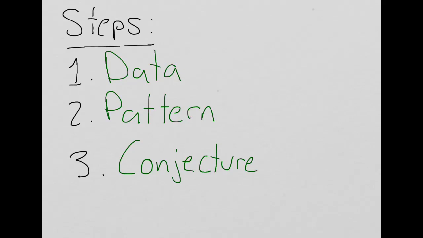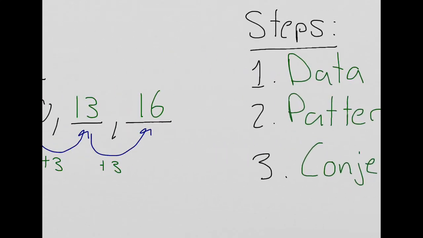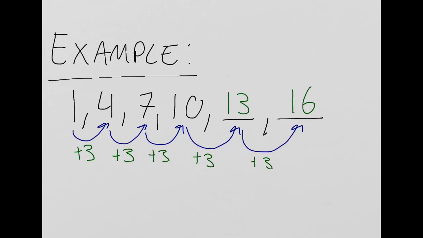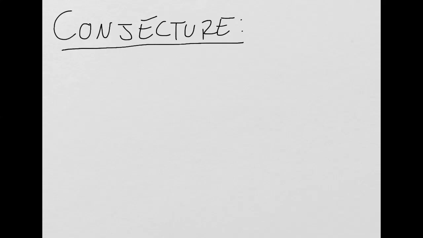The third and final step in using inductive reasoning is to form a conjecture. So, when we noticed our pattern in our example of adding 3 each time, our conjecture was that to move from one number to the next, we added 3, and that is how we continued our pattern. Let's take a closer look at the word that was in the final step of inductive reasoning. That word was conjecture.